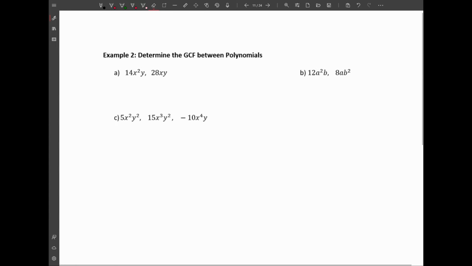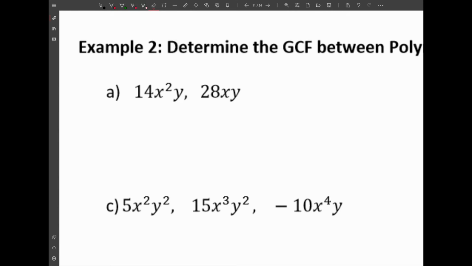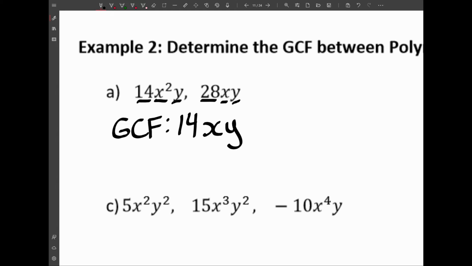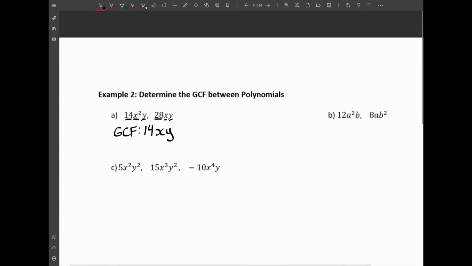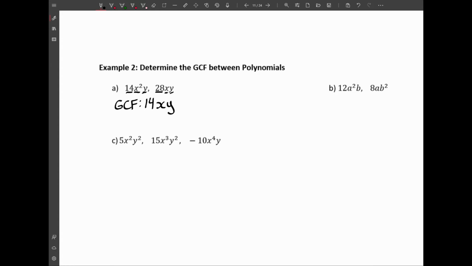All right, so let's start with 14x squared y and 28xy. So 14 and 28 share a GCF of 14. x squared and x have an x in common, and y obviously have a y in common, so that's their GCF. Then we have 12a squared b and 8ab squared, so the GCF of 12 and 8 is 4, the GCF of a squared and a is a, and the GCF of b and b squared is b.